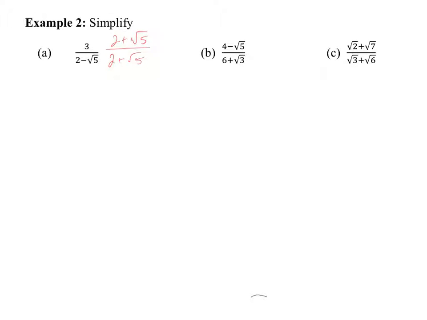Now, if you don't believe me and you think all I need is root 5, because I've got a root 5, so multiply by it, you're still going to end up with an irrational denominator if you only multiply by root 5 over root 5. It's got to be the binomial conjugate when you have a binomial in the denominator.